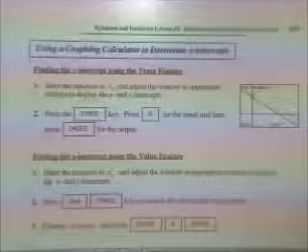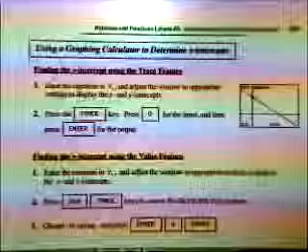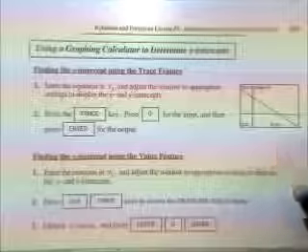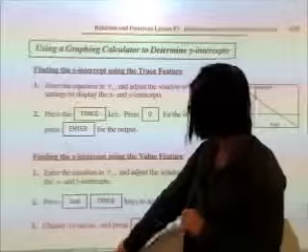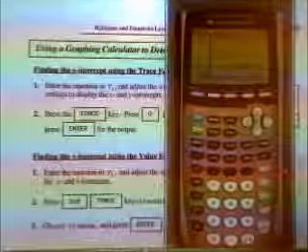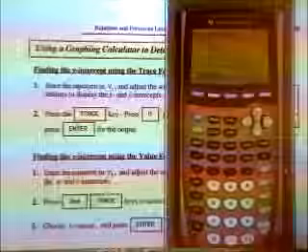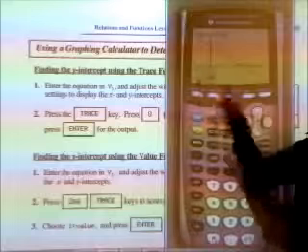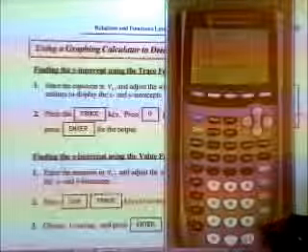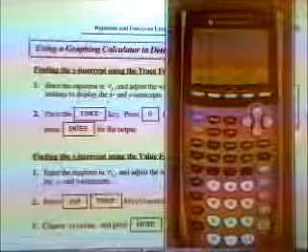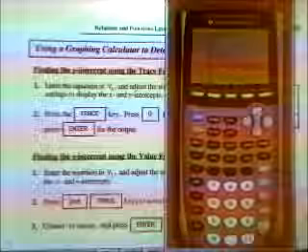Finding the y-intercept is easier because the y-intercept happens when x is equal to 0 along this axis. So if I was to use my graph that I have and I wanted to find the y-intercept, if I press the trace button and then press 0, x equals 0 appears on the screen. Press enter, and it jumps to that point on the graph and tells me when x is equal to 0, y is equal to 15.